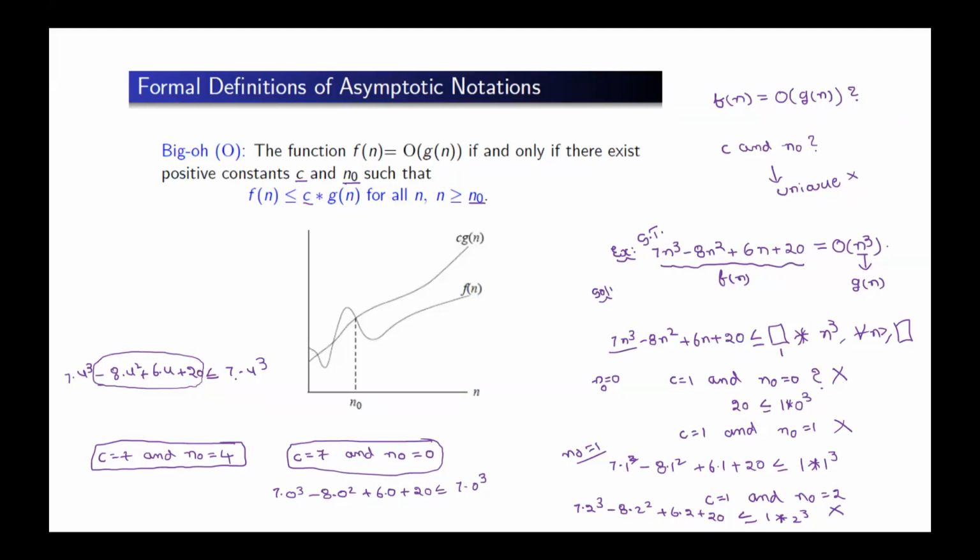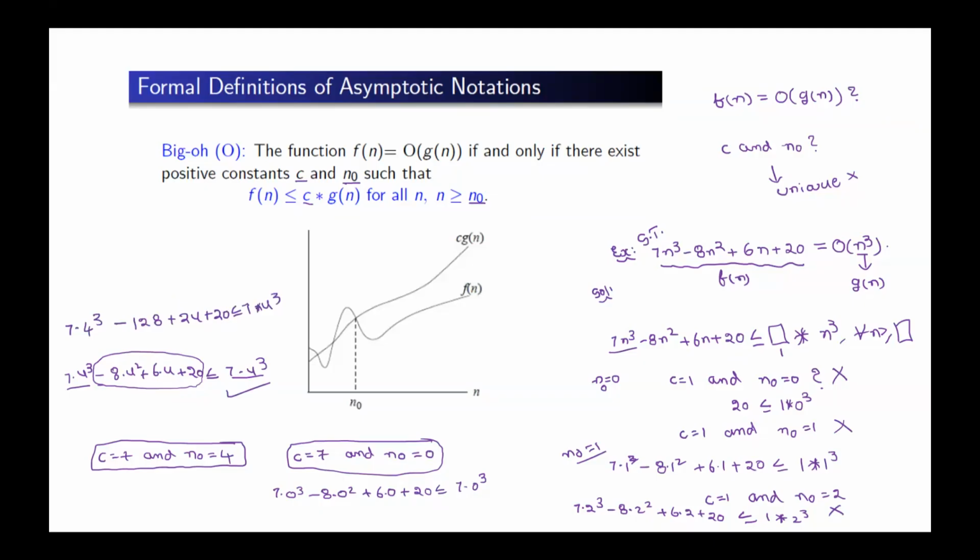It holds. Here 7 and cube are the same. Here 6 fours are 24, plus 20 is 44. But here it is minus 128. Is this true or not? Okay, I'll allow you. This is 7 into 4 cube, let it be, minus 8 into 4 square, 16, 128, plus 24 plus 20. Is it less than or equal to 7 into 4 cube? Yes, sir. Correct.